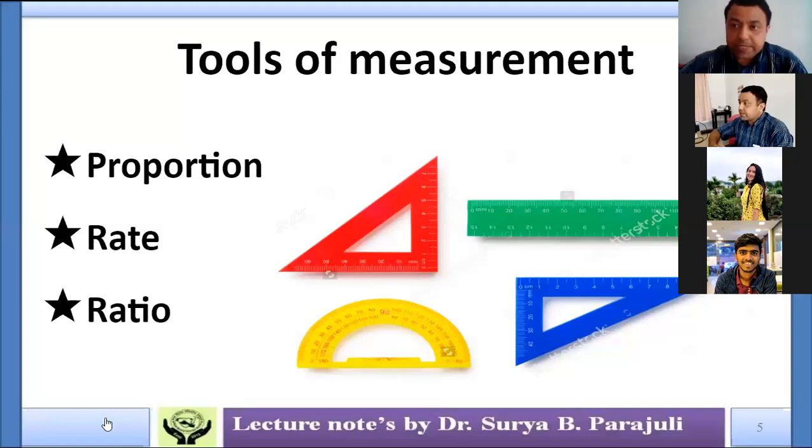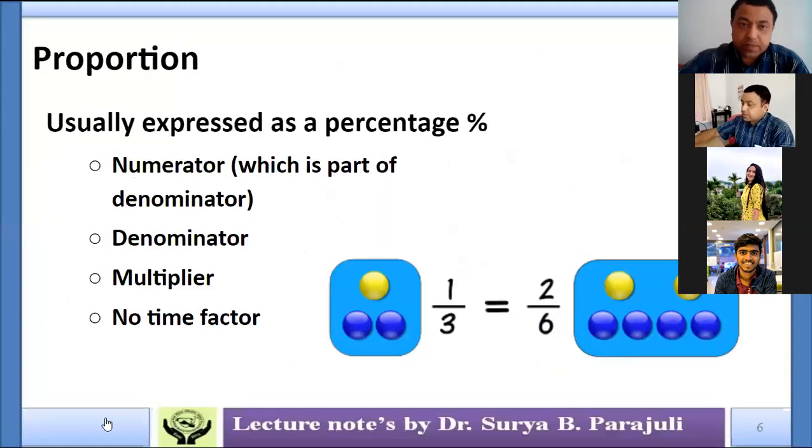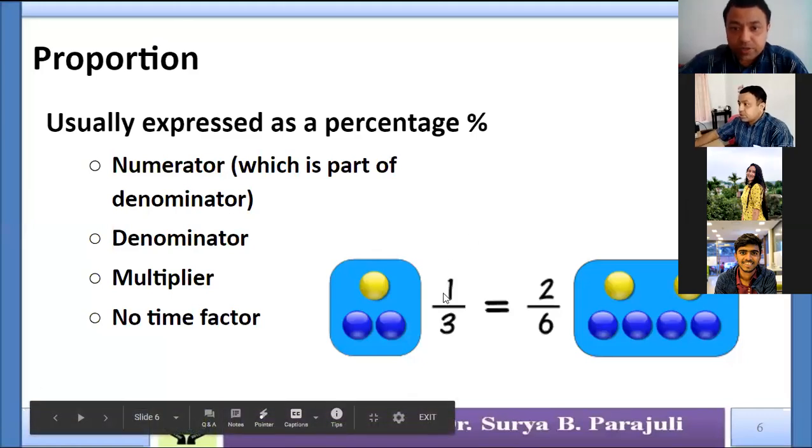If proportion is expressed in 100, then it's called percentage. So what is proportion? It's like a basic mathematics class. It's usually expressed as percentage. I hope you all know the concept of numerator, denominator, multiplier, and time factors. Numerator is part of denominator. So this is numerator, this is denominator.